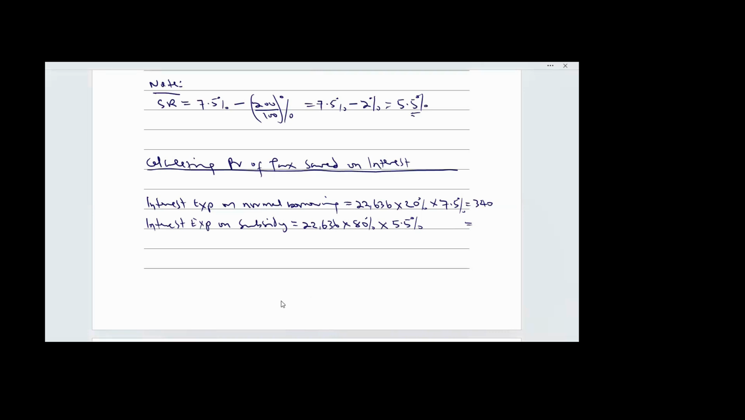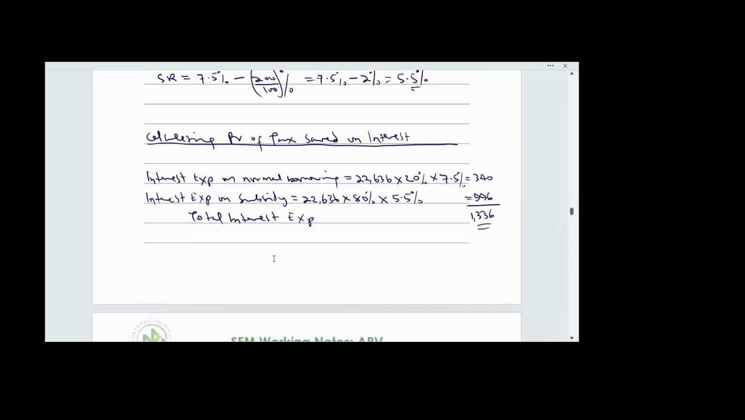Okay. Next one is 22,636 multiplied by 0.8 multiplied by 0.055 equal 996. So when you add the two together, what do you get? That's 1,336. So this represents the total interest expense. So like I said, the first thing is to accumulate all interest elements. That is, what was the interest expense on the normal borrowing? What was the interest expense on the subsidized loan? Then you add the two of them together to get the total interest.